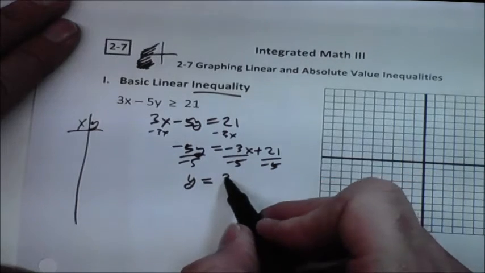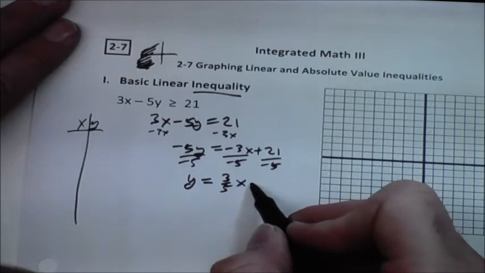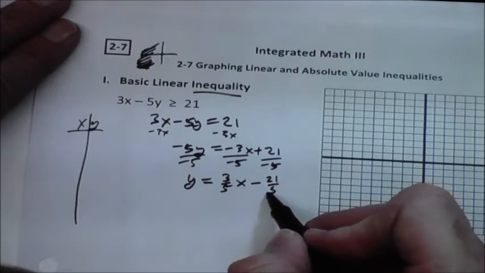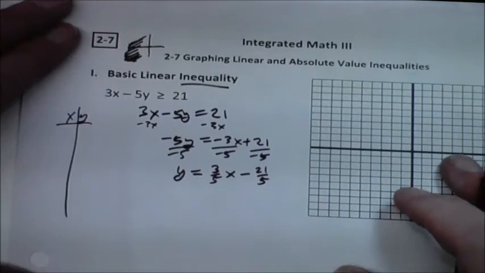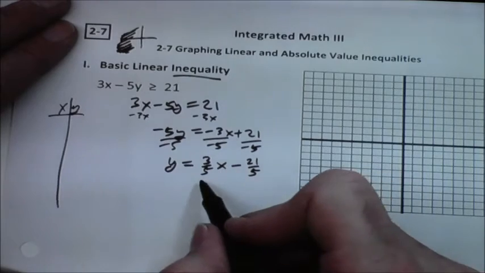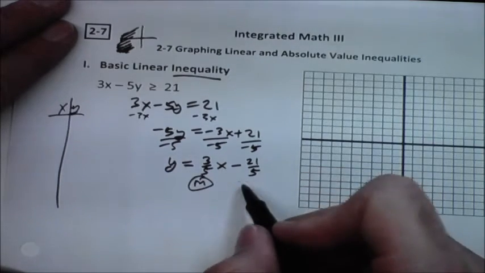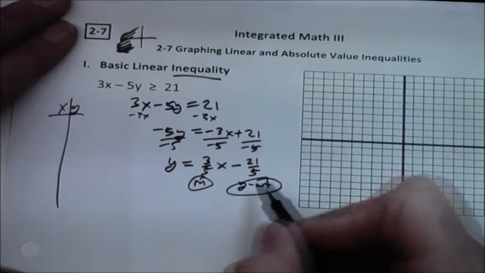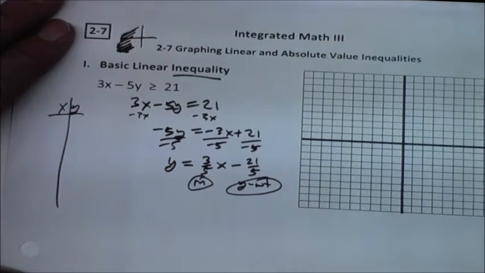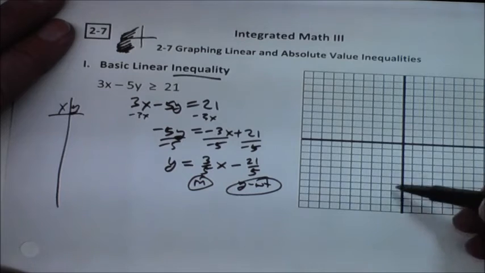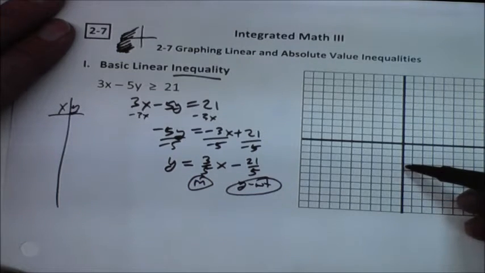So y is equal to 3 over 5 x minus 21 over 5. Now, that means I have here the slope, and here I have the y-intercept. It's too bad that wasn't a 20, because that would just be 20 over 5. That would be 4, and I could go right here to 4 and work, whoops, negative 4. I could work with that. But that's very close to 4, so I can work with it anyway.